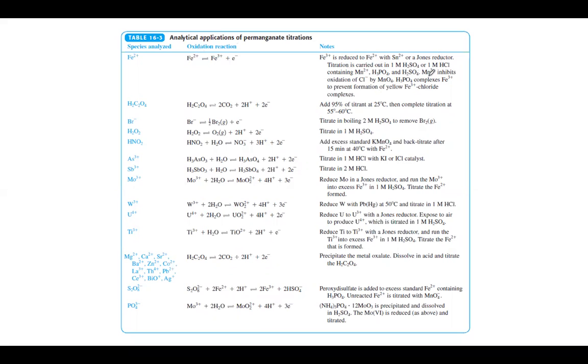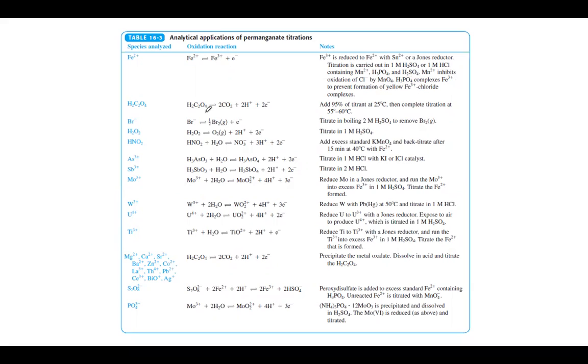Titration is carried out in a 1 molar sulfuric acid or 1 molar hydrochloric acid solution containing manganese 2 plus, phosphoric acid, and sulfuric acid. Manganese 2 plus inhibits oxidation of chloride by manganese oxide. Phosphoric acid complexes iron 3 plus to prevent formation of yellow iron 3 chloride complexes. Here is the reaction with oxalic acid.